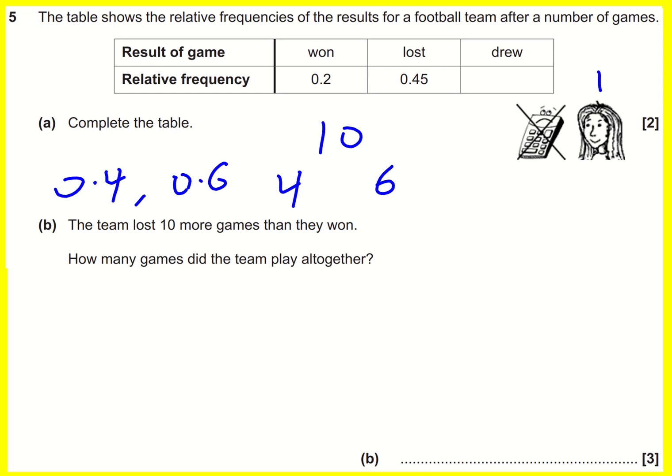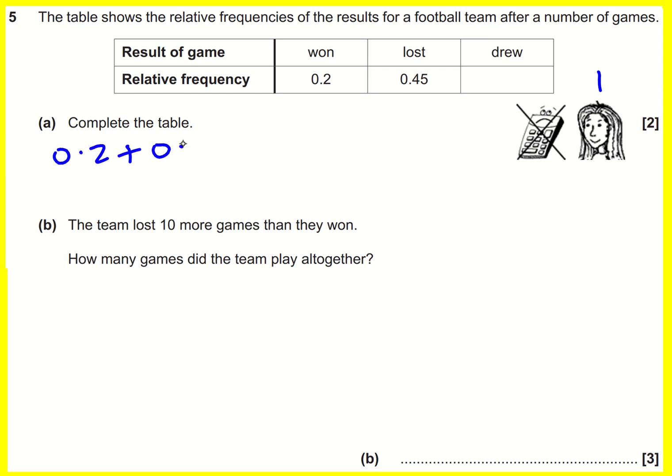So what I'm trying to say is that these add to 1, so this will be 0.65. Maybe I should just add that. I'm going to get rid of this for the moment because that was just a little introductory discussion. 0.2 plus 0.45 equals 0.65, and then I know they add to 1, so it's going to be 1 minus 0.65, which is 0.35.